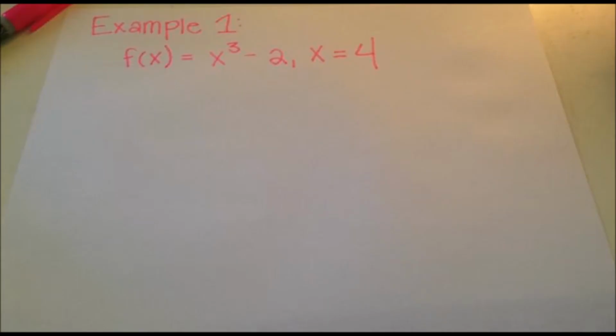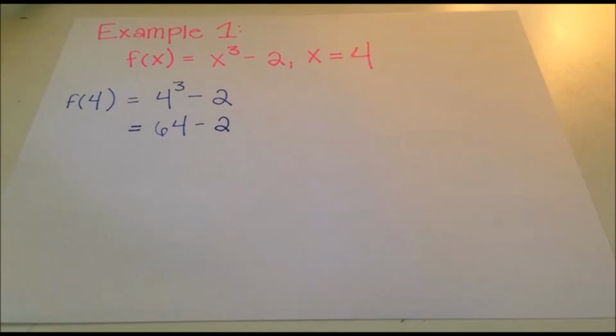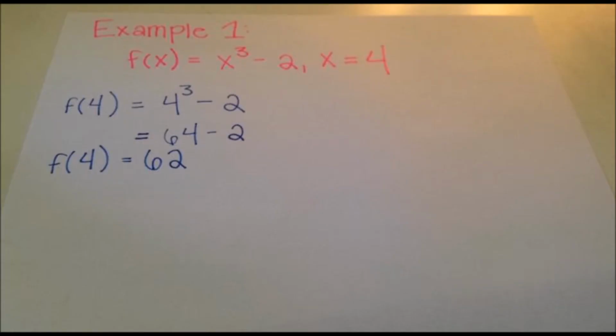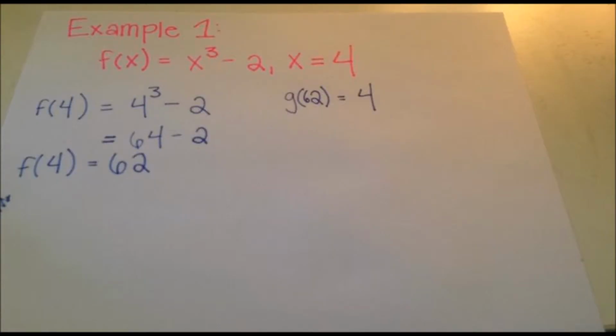Alright, example 1. So f of x equals x cubed minus 2, where x equals 4. The inverse of f equals g of x, and we're trying to find g prime of 4. We are going to start out by plugging in 4 to the equation, so 4 cubed minus 2, which equals 64 minus 2, which equals 62. So we find through that f of 4 equals 62. And since the inverse of f of x equals g of x, we see that g of 62 equals 4.